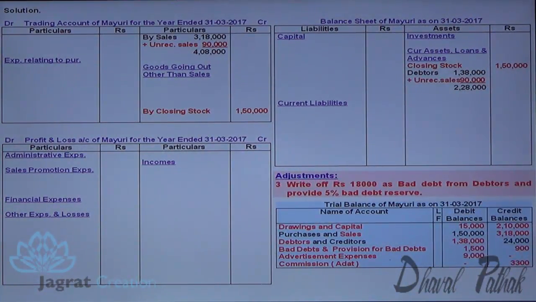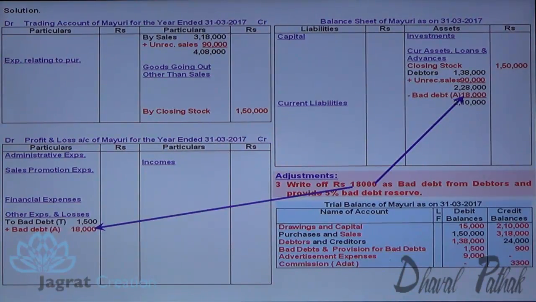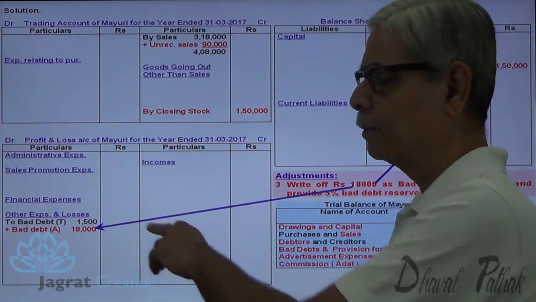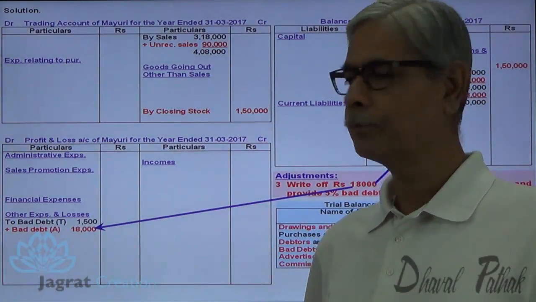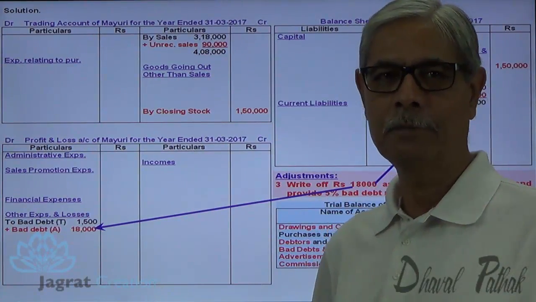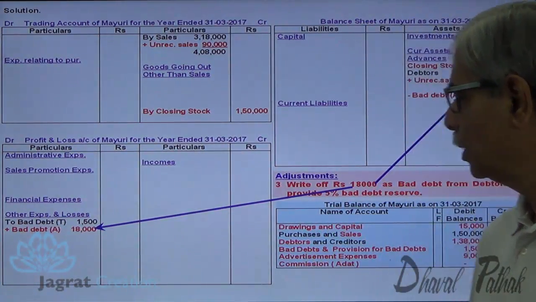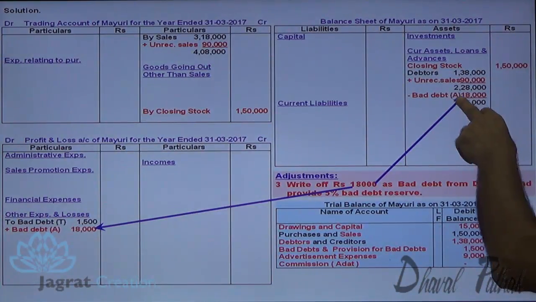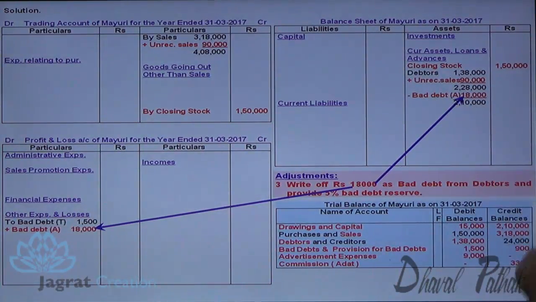Now, write off 18,000 as bad debts. So there is already a loss of 1,500. Additional loss occurred. 18,000 deducted from debtors because the amount could not be recovered from the debtors. And this bad debt loss is debited to profit and loss account. So 1,000 loss occurred during the year. 18,000 loss on account of bad debts found at the end of the year. Now, this bad debt loss is deducted from debtors.